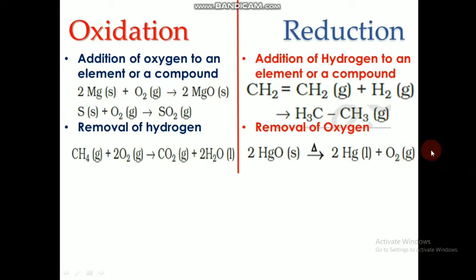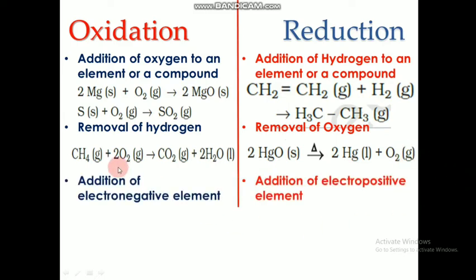Now we will go to the third definition. Addition of electronegative element is oxidation. Here, addition of electropositive element is reduction. So when with an element or a compound, if we are adding an electronegative element like fluorine, chlorine, etc., then we can tell it's an oxidation. And if we are adding an electropositive metal or electropositive element like metals, we can tell it's reduction.